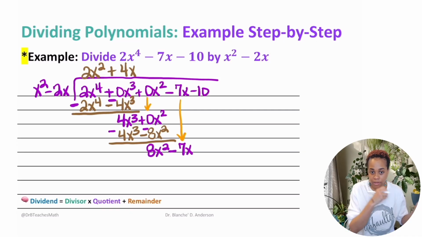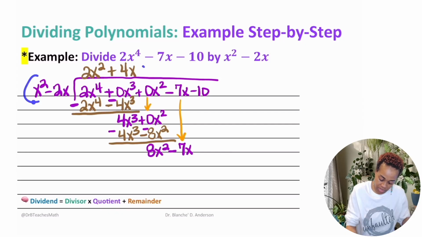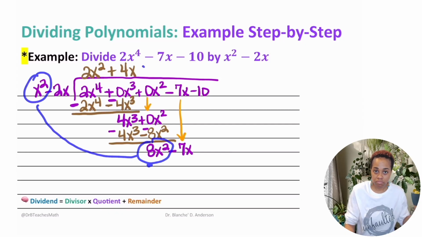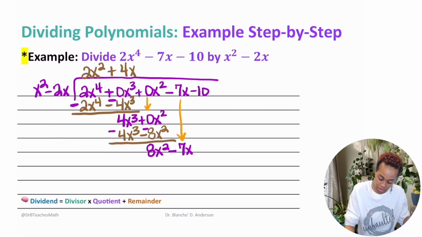Okay. Bring that down. Now, what times x squared will give me an 8x squared? 8. 8 times x squared, 8x squared, right? So then, and it's positive, so this is going to be 8, not an 8x, just an 8. So 8 times x squared is going to give me 8x squared.